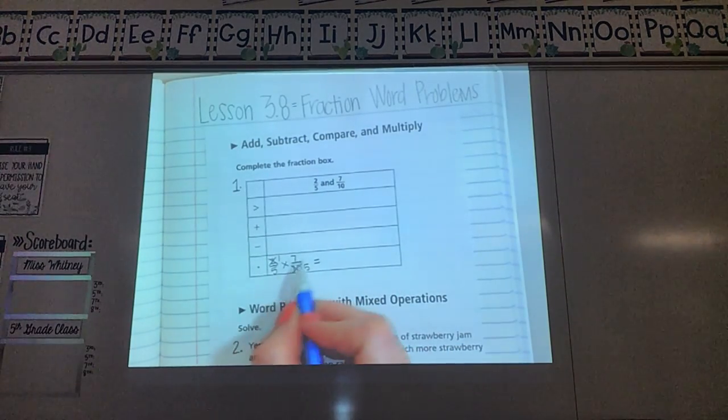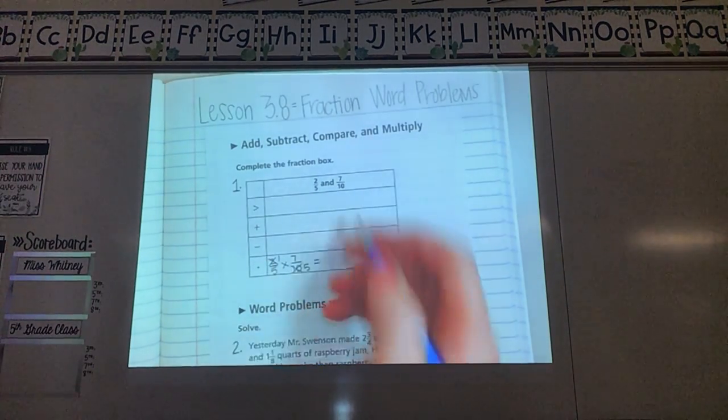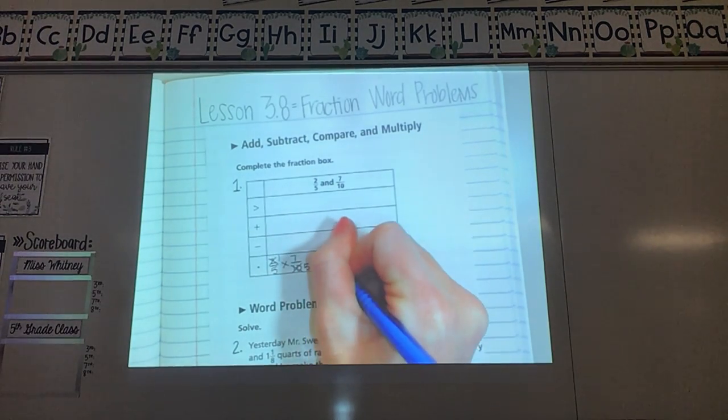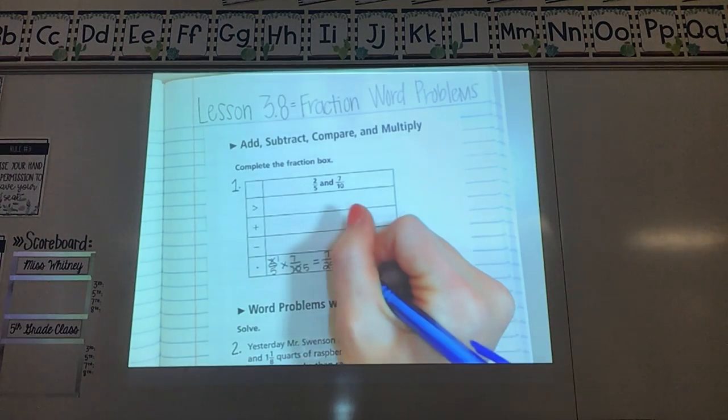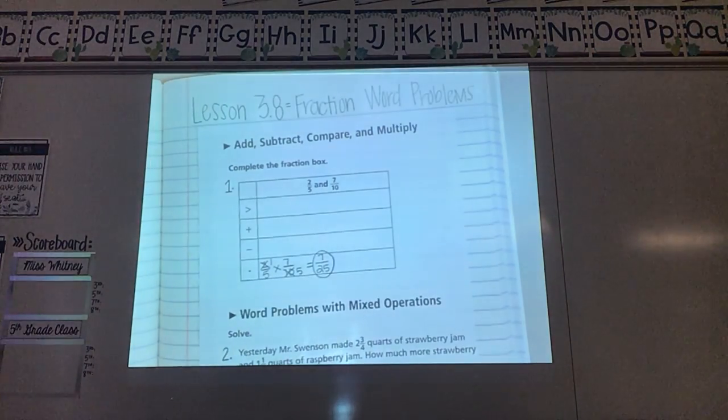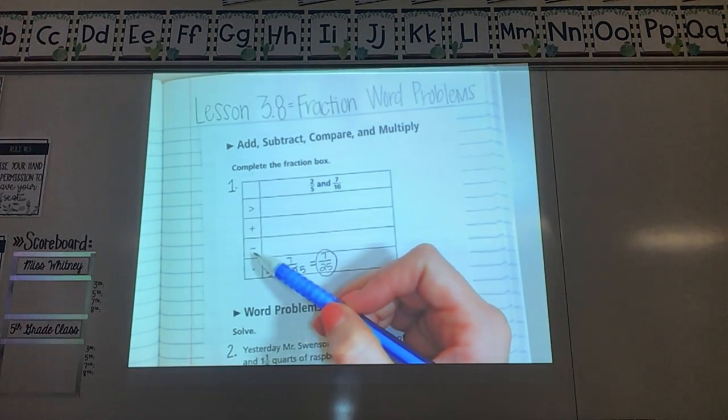Now I'm ready to multiply. Remember, straight across the top, straight across the bottom. 1 times 7 is 7, and straight across the bottom, 5 times 5 is 25. So my answer here would be 7/25. Then we are ready to compare, add, and subtract.